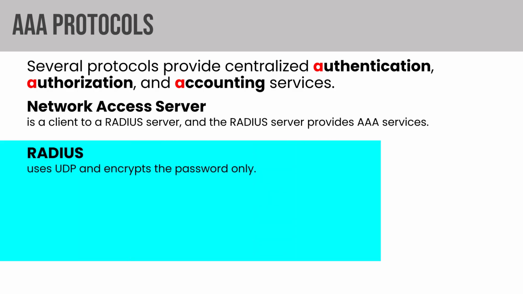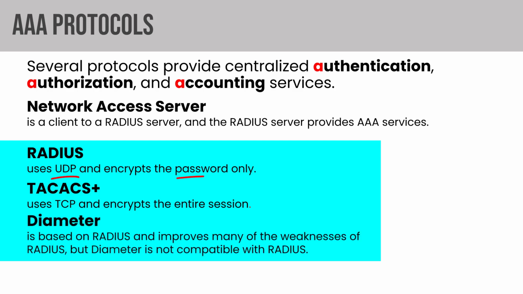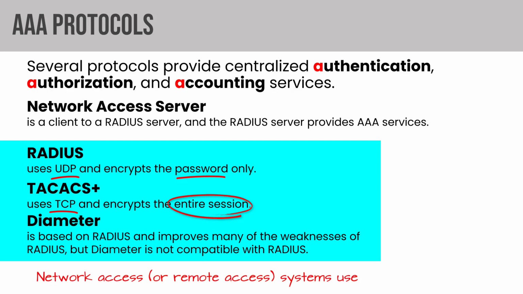So RADIUS uses UDP and encrypts the password only. So TACACS, we hear commonly in the Cisco world, it uses TCP and encrypts the entire session. And then Diameter is based on RADIUS and improves many of the weaknesses of RADIUS, but Diameter is not compatible with RADIUS. So network access or remote access systems tend to use these AAA protocols. So VPN is the first thing that comes to mind.